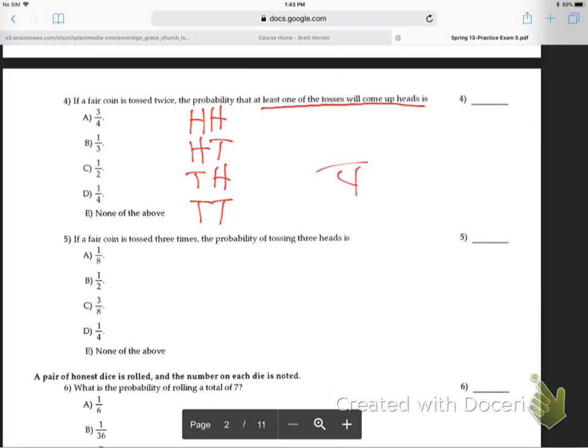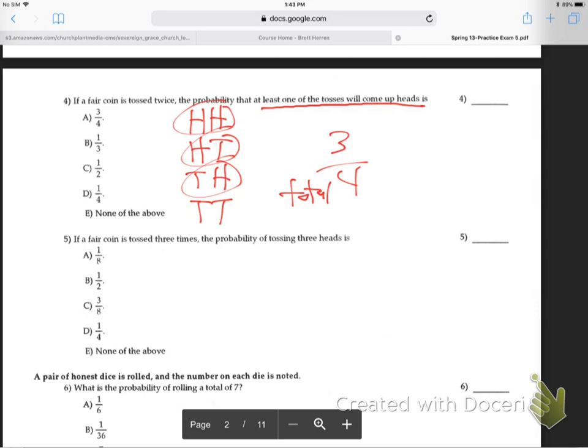So it's going to be out of 4, because the total always goes in the bottom for probability. So at least 1 head. Out of those 4 different possible results, how many have at least 1 head? This, and that.